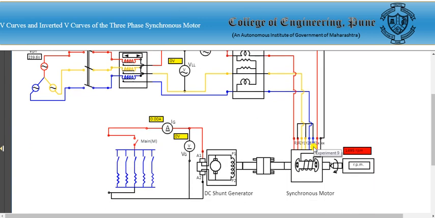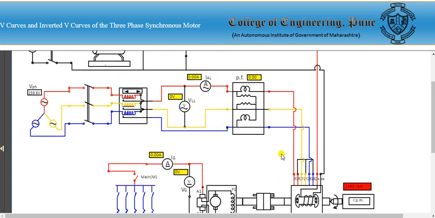This is the synchronous motor and armature supply. This is the three-phase armature supply. R is there, yellow is there, B is there, RYB. These three connections, red, yellow and blue, are connected through three-phase supply. From here we can provide three-phase AC supply to the stator armature of the synchronous motor.